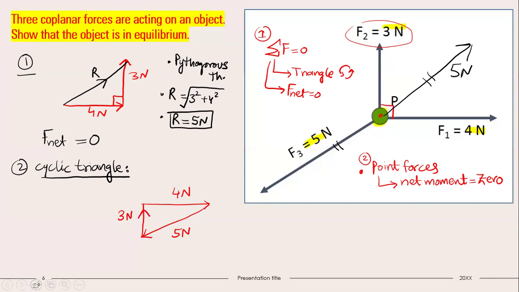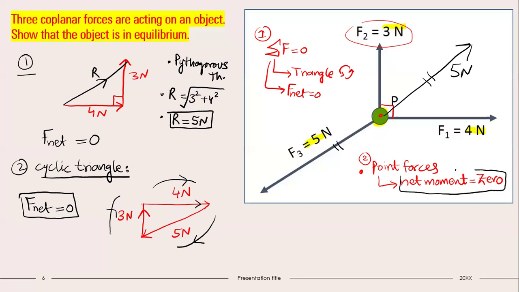You can see that I have not changed the direction of any of the forces, but I have just changed their position. 3 Newton is upward, 5 Newton is downward at a slant angle, and 4 Newton is to your right. This is called a cyclic triangle, because all the vectors are pointing in the same direction, head to tail. So we conclude that the resultant force acting on it is zero. In this diagram, we have proved that the two conditions are fulfilled.